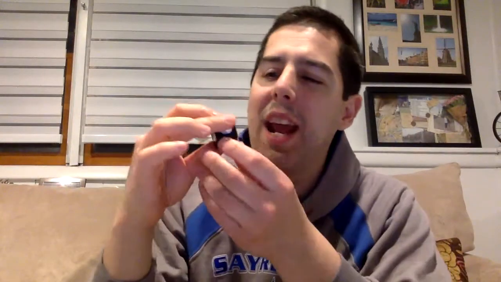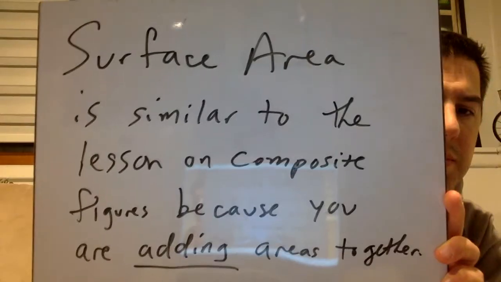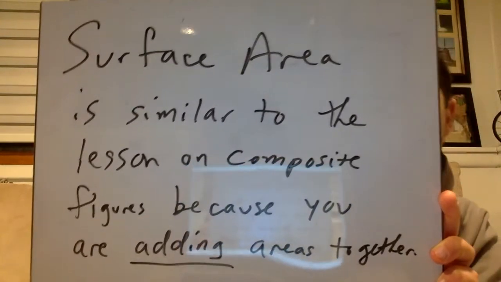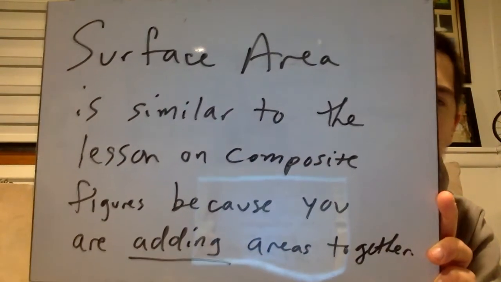So, when you are getting surface area, you would need to get the area of all of the faces. So if it was this shape, a cube, you would get the area of all of the sides, and then you would add them up. What lesson does this remind you of? If you said composite figures, you would be correct.